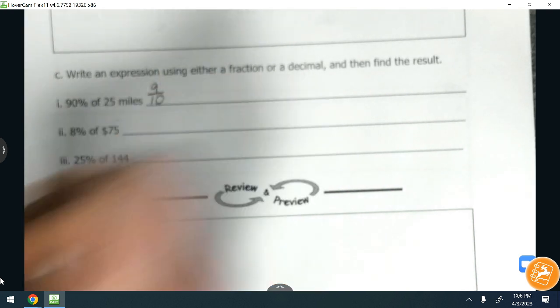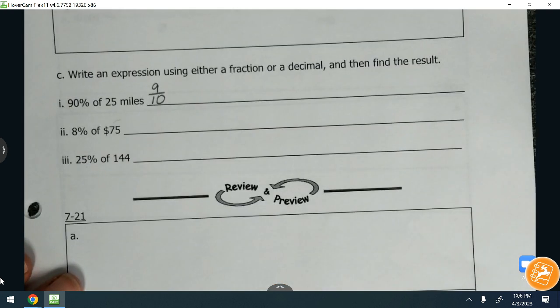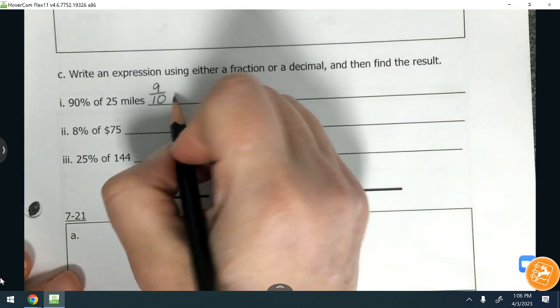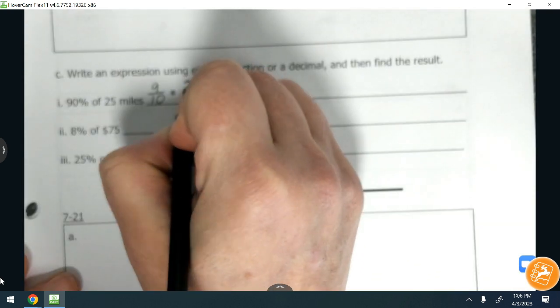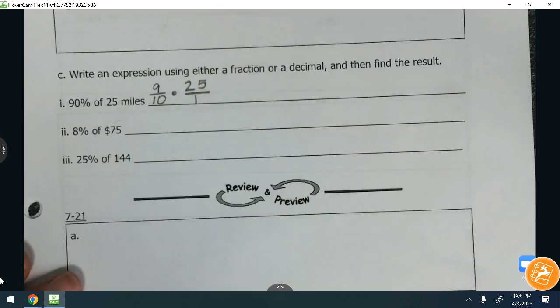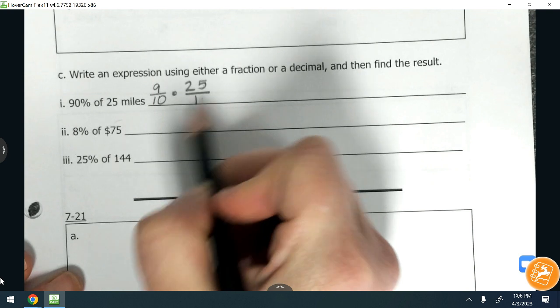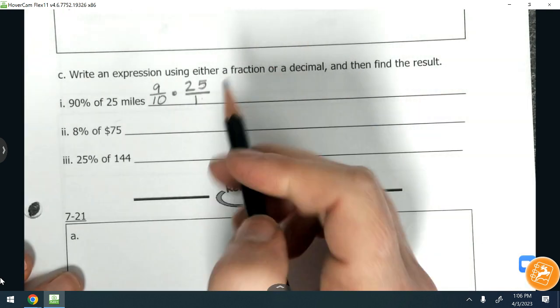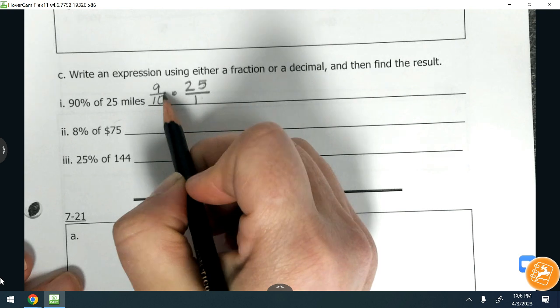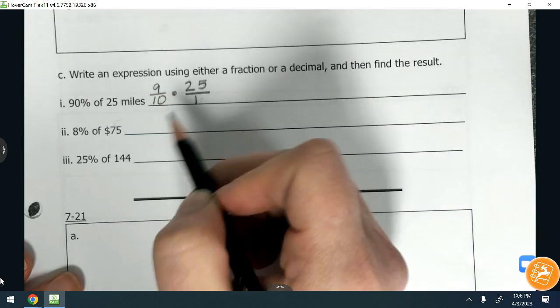So for this one here, I have my 90%. I like to change it and reduce it right off the bat. I'm going to call it 9/10 times 25. So I'm going to do 25 over 1. This is normally the time I start to think, how can I reduce this? How can I make it smaller? So I can't make these ones smaller unless I get rid of the fraction or the denominator, and I don't want to do that. 9 and 1, I can't reduce that way.